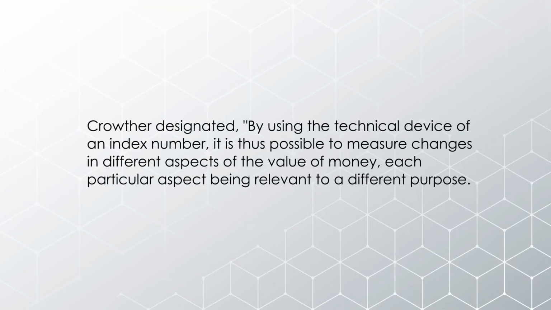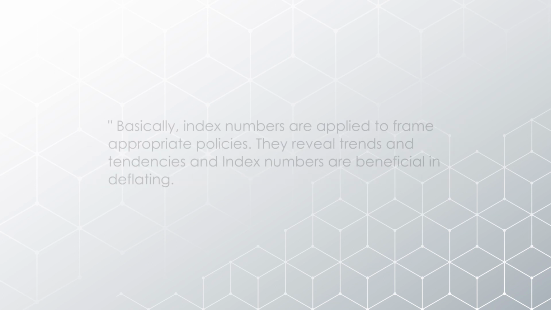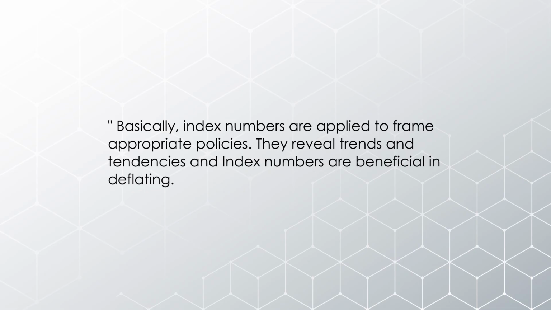So what we have observed is that if we go more into the depth of the definitions given by some of the experts, like Crowther designated that by using the technical device of an index number, it is thus possible to measure changes in different aspects of the value of money, each particular aspect being relevant to a different purpose. Basically, index numbers are applied to frame appropriate policies. They reveal trends and tendencies, and index numbers are beneficial in deflating.